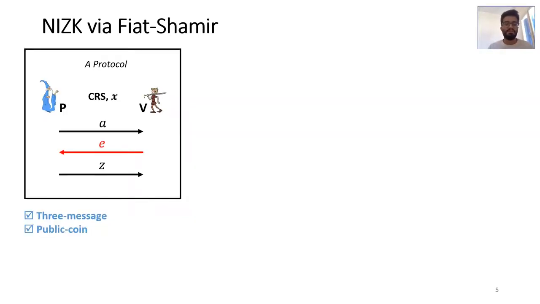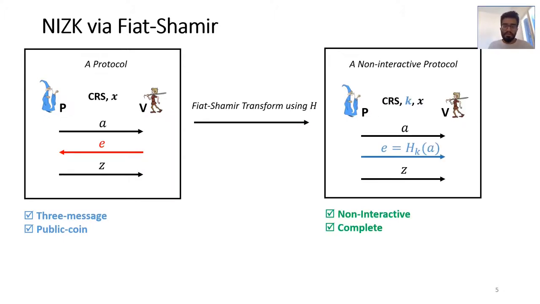So how do we really get NIZKs from Fiat-Shamir? We start with a base protocol, which consists of three messages, and we assume it's a public coin protocol. In the beginning, the prover sends his first message A, and then the verifier replies with a random challenge E, and then the prover sends his third message, and the verifier either accepts or rejects. The Fiat-Shamir transform using a hash function H looks as follows. We add a randomly sampled hash key to the CRS, and now the prover computes his first message A as before, but in order to simulate the verifier's challenge, he uses the hash function. The challenge is computed as the hash of A under the key found in the CRS. Once he has computed A and E, he can compute the third message Z, and then he sends the entire transcript to the verifier at once.